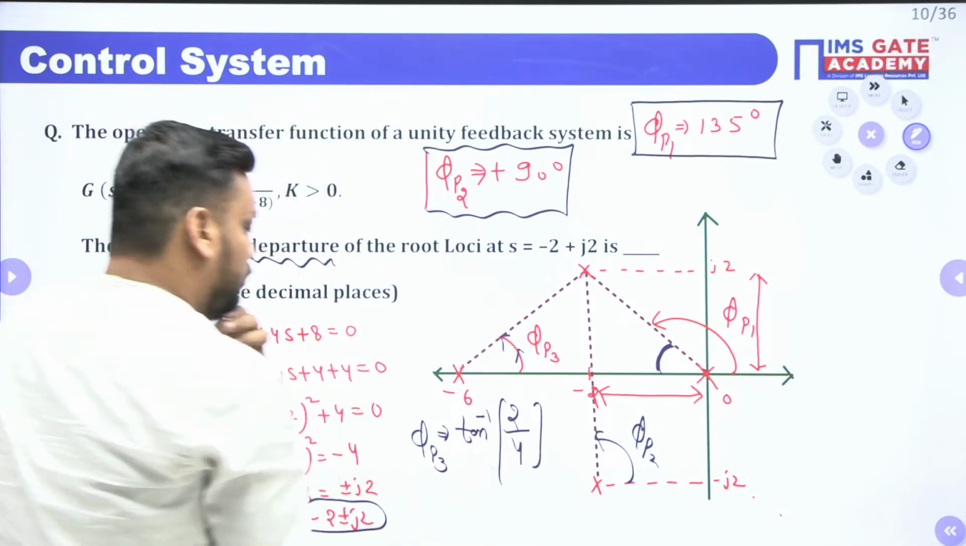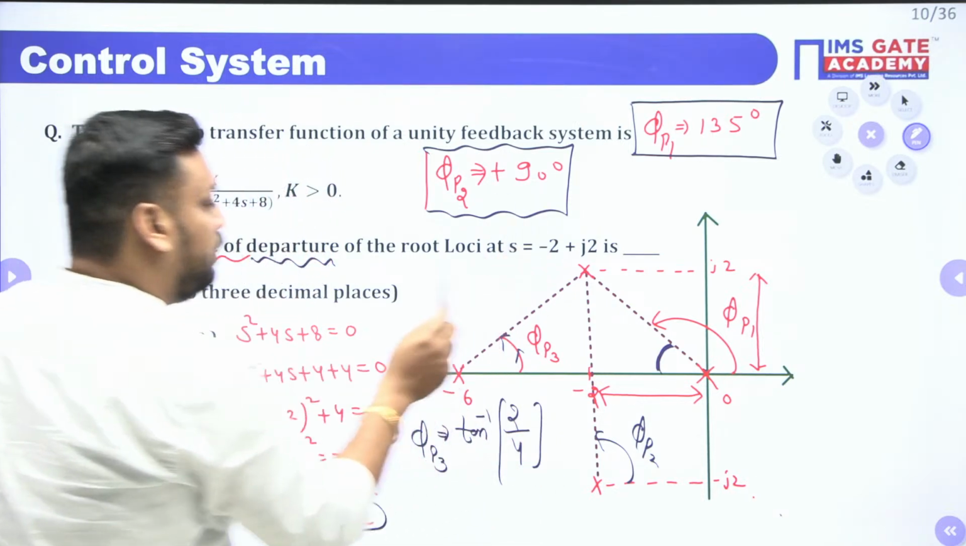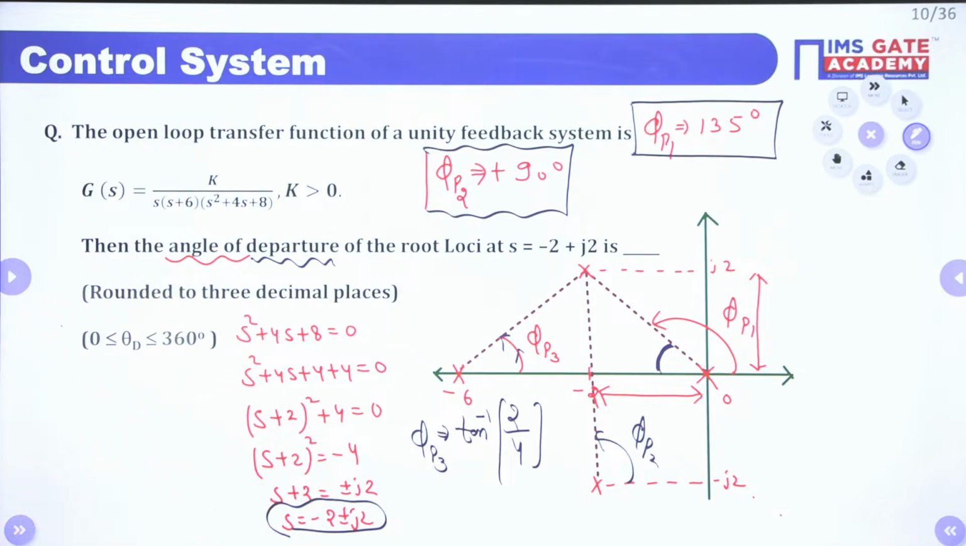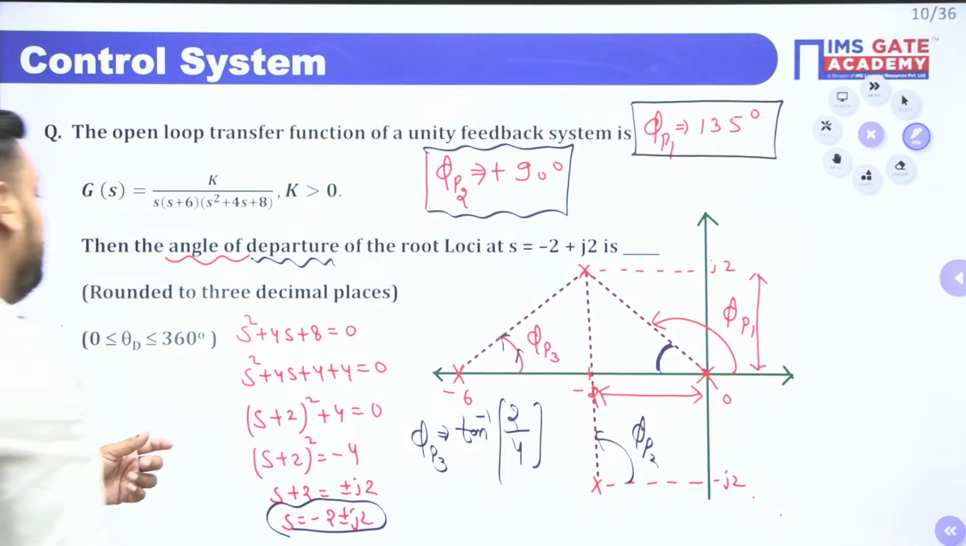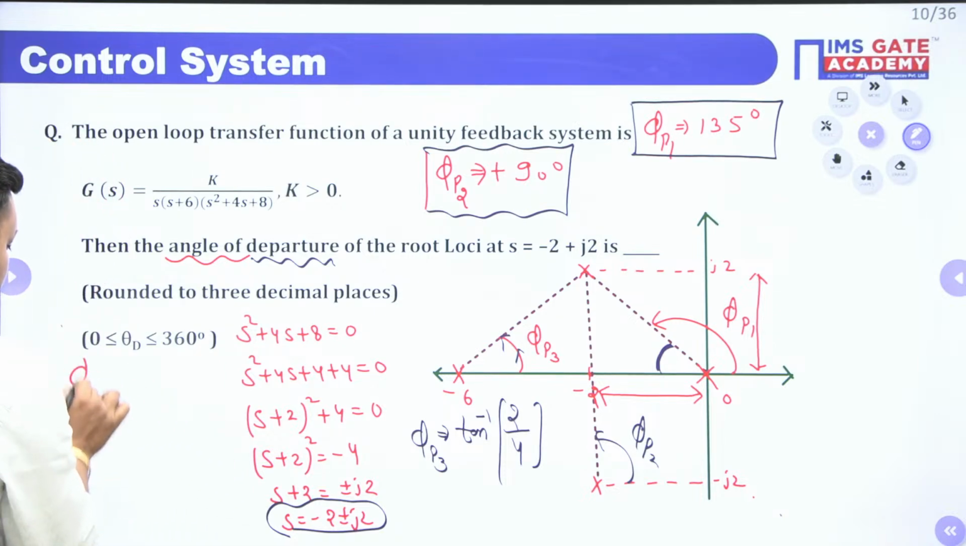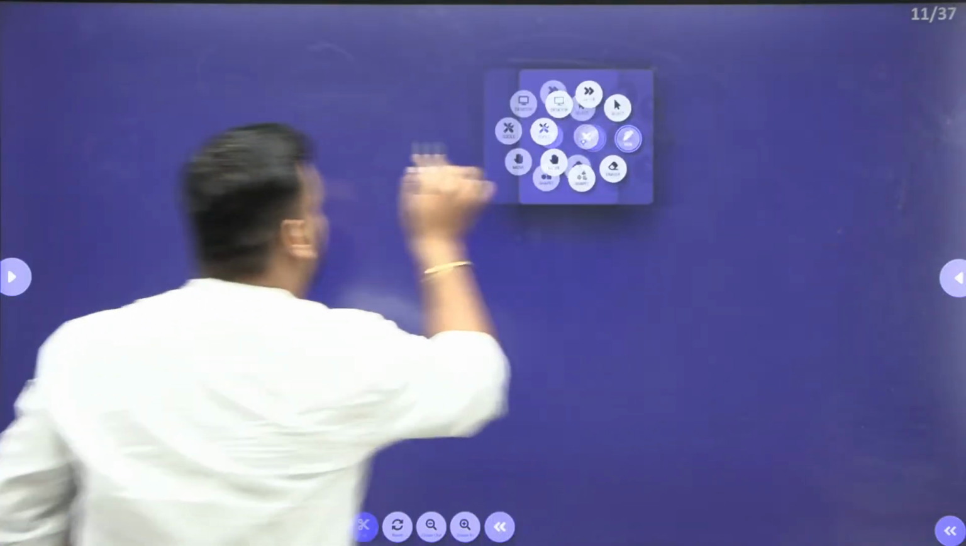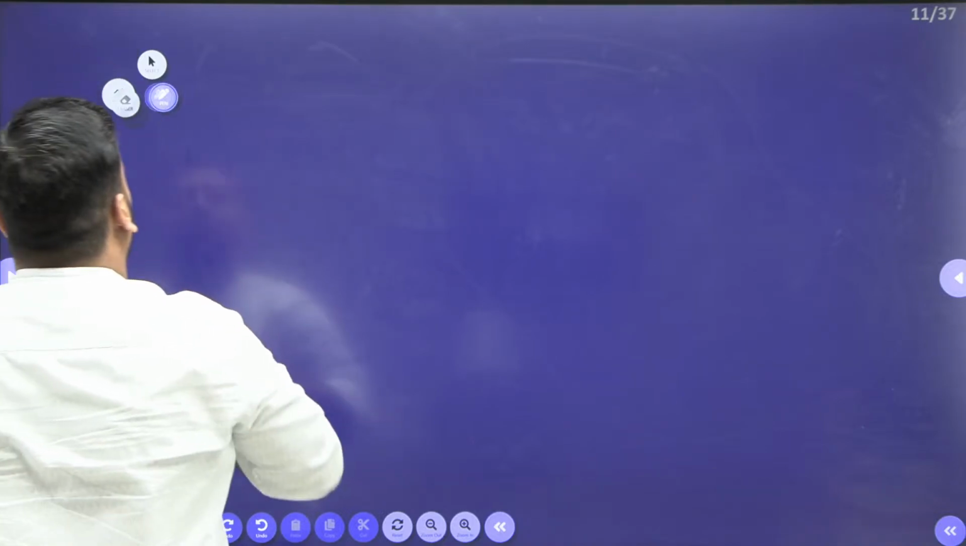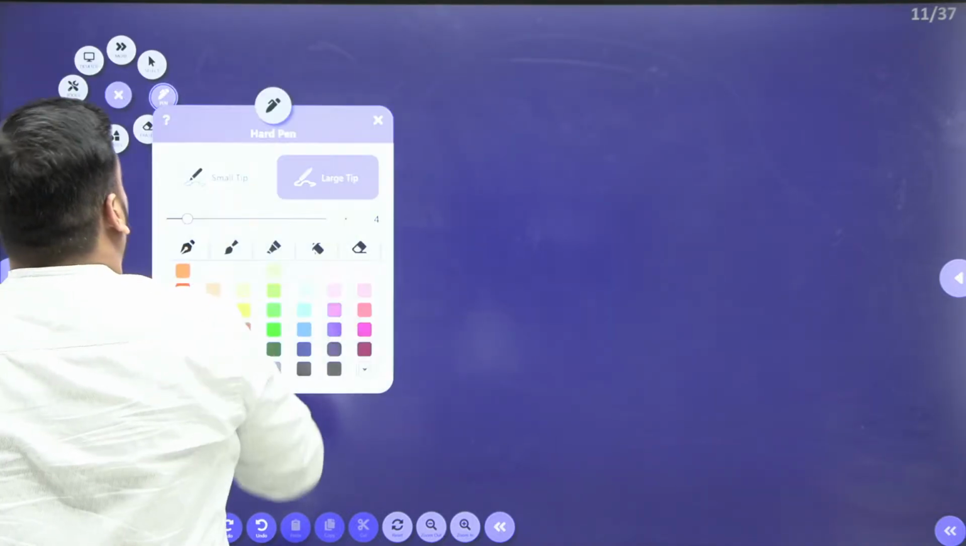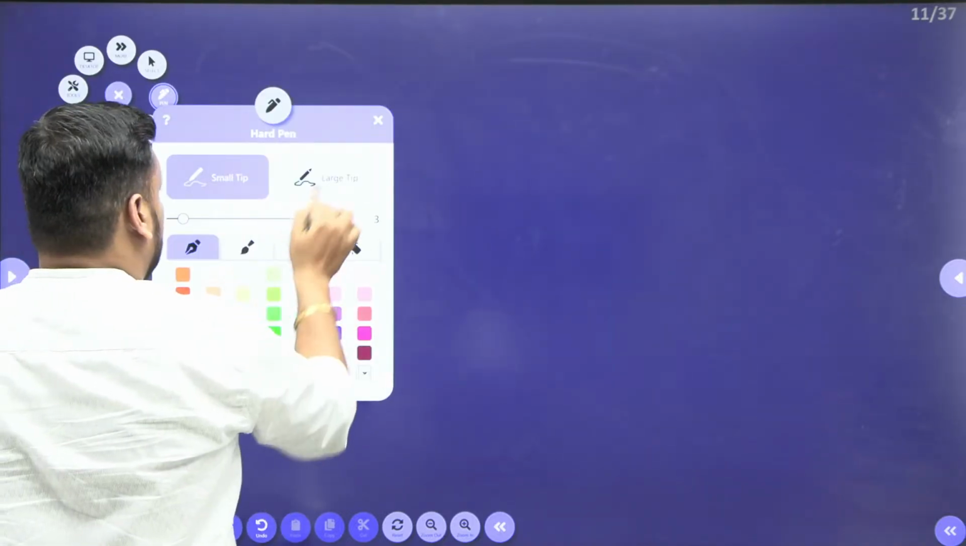So calculate the values of phi p1, phi p2 and phi p3. Ultimately the examiner is asking for the angle of departure, so you must write the angle of departure formula. I am just making a space here and writing the angle of departure formula. I hope you remember it.